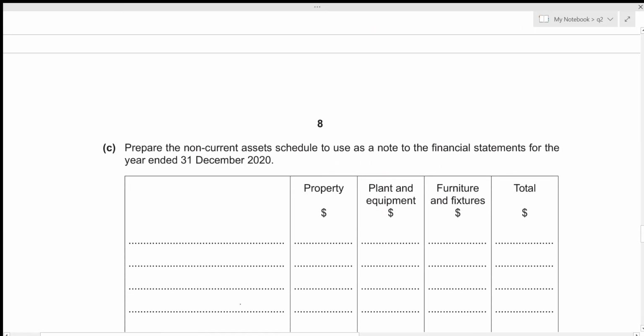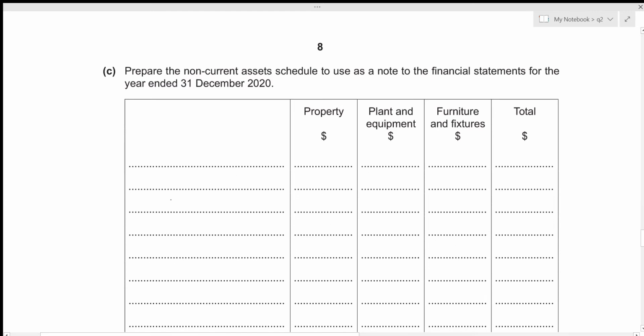We now need to prepare the non-current assets schedule to use as a note to the financial statements for the year ended 31st December 2020. Okay, for non-current assets schedule, we have 3 sections. The first one deals with cost, the second one deals with depreciation, and the third one deals with net book value. So I'm just going to write down all of those 3 sections and then fill in the values later.